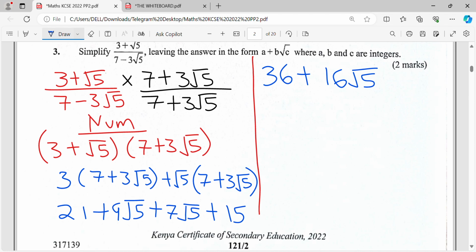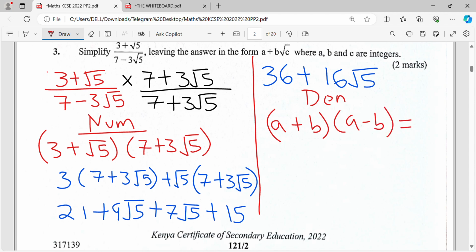So you add what is in front, that is 9 plus 7. So you get 16. So that will be 16 on the outside. 16. Then we now just place root 5 next to it. You just add what is in front. So 9 plus 7, you get 16. So 16 root 5. So we'll be done with the numerator.